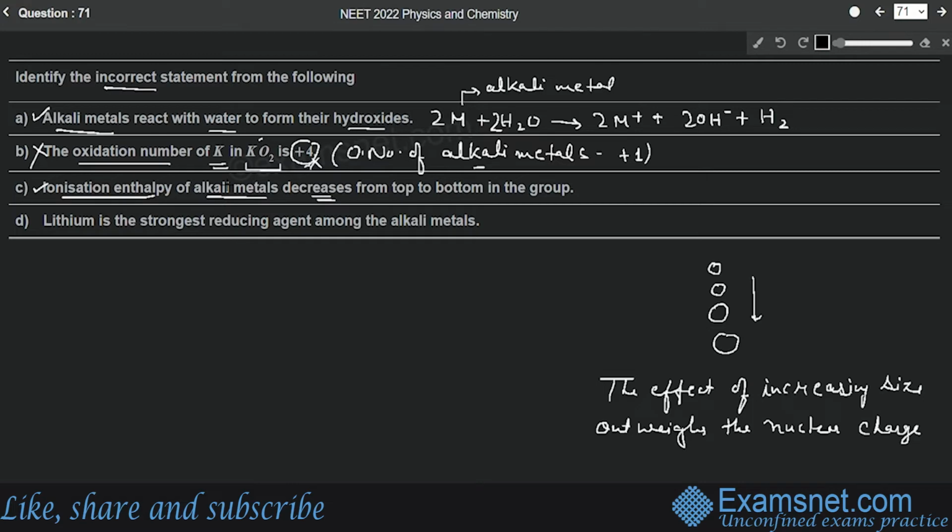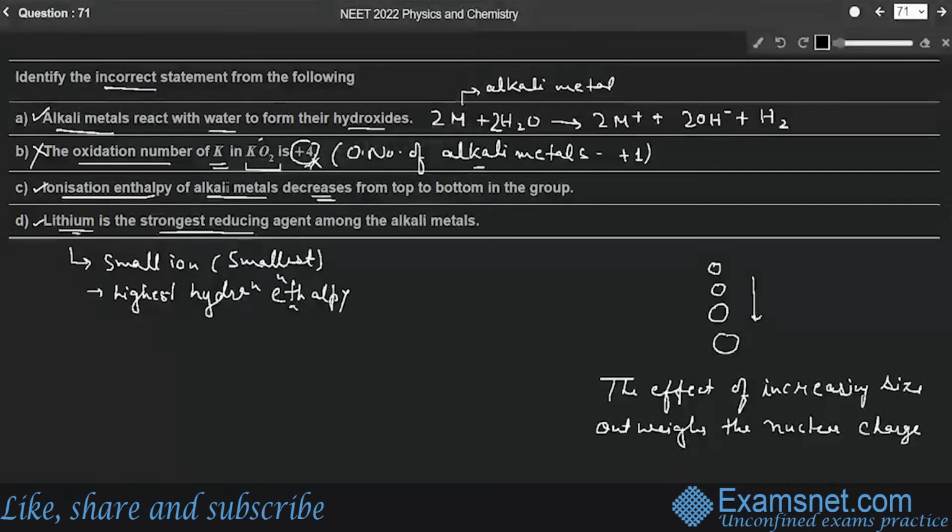Now the last statement is lithium is the strongest reducing agent among the alkali metals. Again, this is a correct statement. Let's see how. We know that lithium will make the small ion, right? So due to the small size of ion, what will happen? It will have highest hydration enthalpy. In fact, this lithium makes the smallest ion.